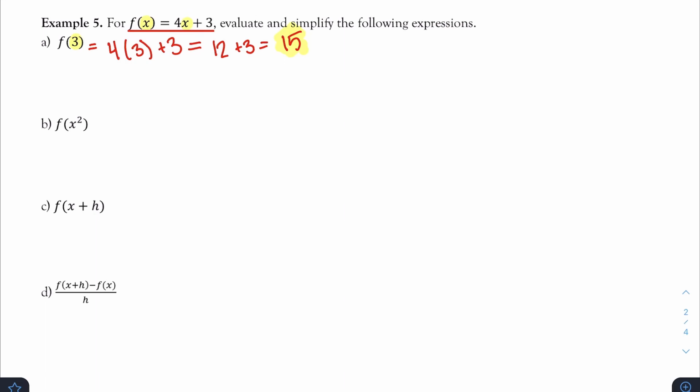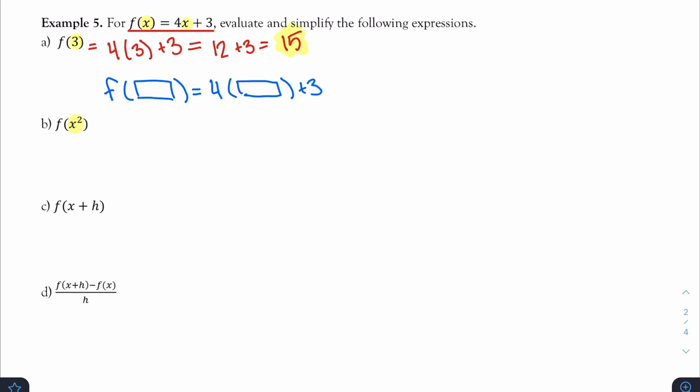Now let's look at part B, f of x squared. So remember, this means that I look at my original equation, f of x is 4x plus 3, but I'm replacing my x with an x squared. What I often tell students is that whenever I have this f of x notation, you could rewrite this as f of some empty box equal to 4 times whatever's in that empty box plus 3.